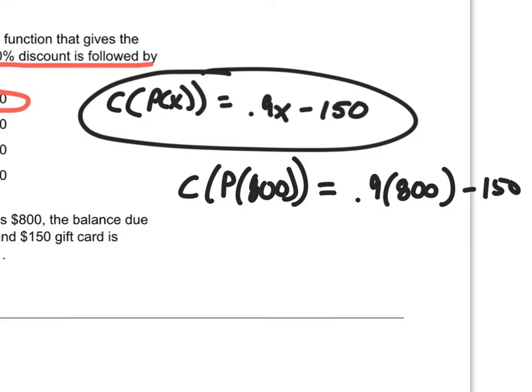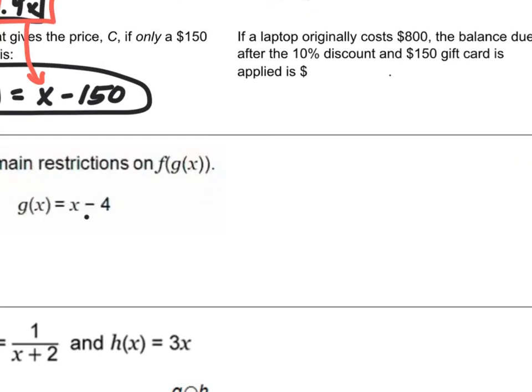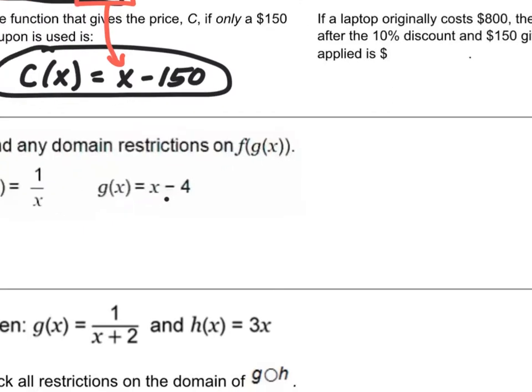So let's do some math here real quick. If I take 0.9 times 800, that's going to give me a value of 720, and then I'm going to subtract off 150, so minus 150, and that's going to give me a value of $570. And that's our answer for that question. So it does have applications to it. It's not just nonsense.